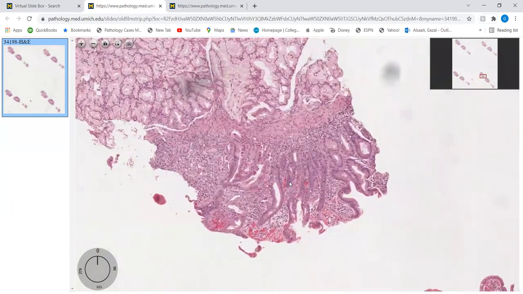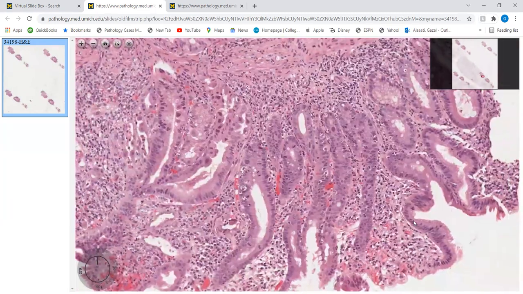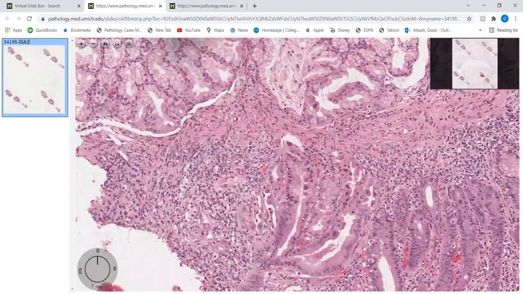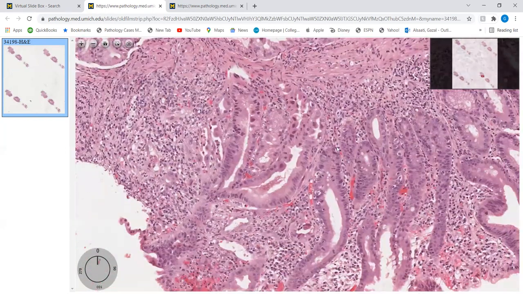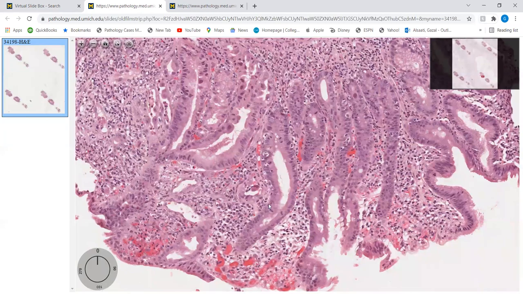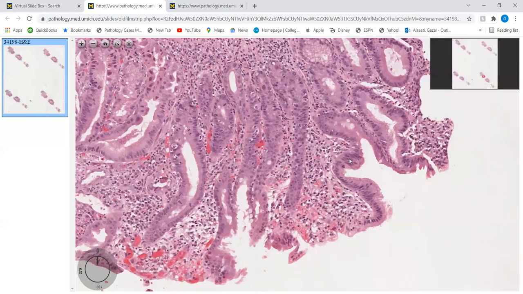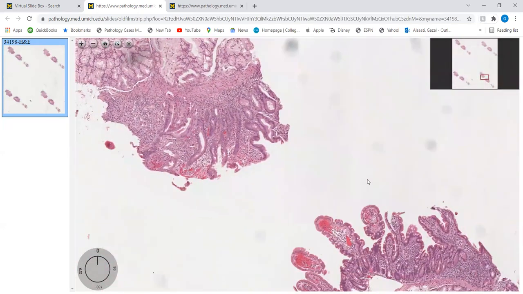And so this one, he mentioned that this is a duodenum, and we agree. They have Brunner gland here. And then we have active duodenitis. See all of these neutrophils inside? Excuse me. And we have some blunting and ulceration.